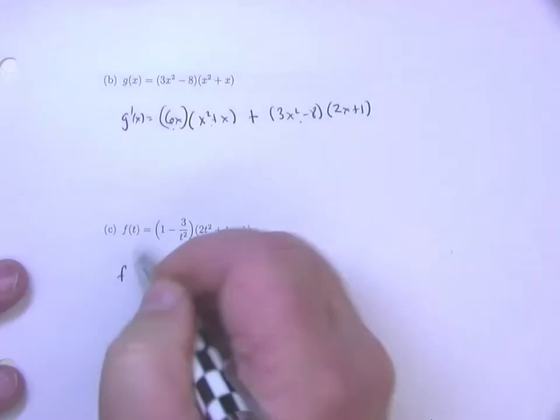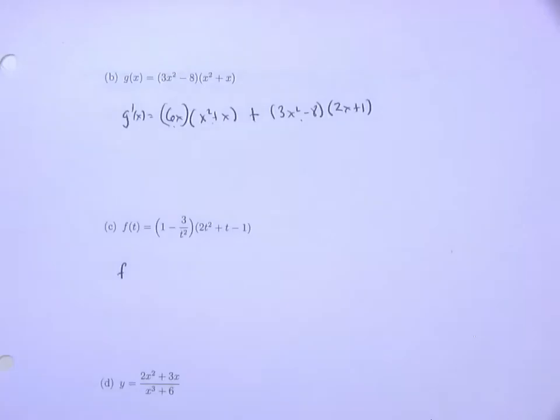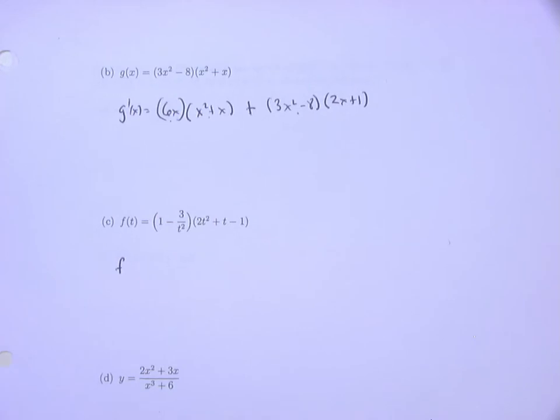However, I'm going to leave it like this and not clean up my answer, because this is the way I want you guys to see this stuff. I want to see the actual rules in action. But look at the next one. f(t) = (1 - 3/t^2)(2t^2 + t - 1).